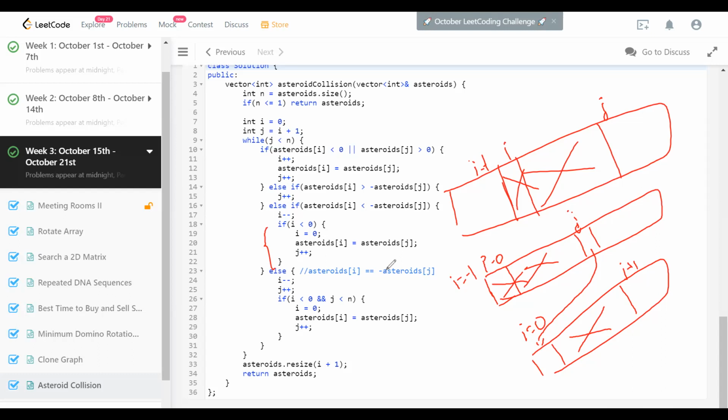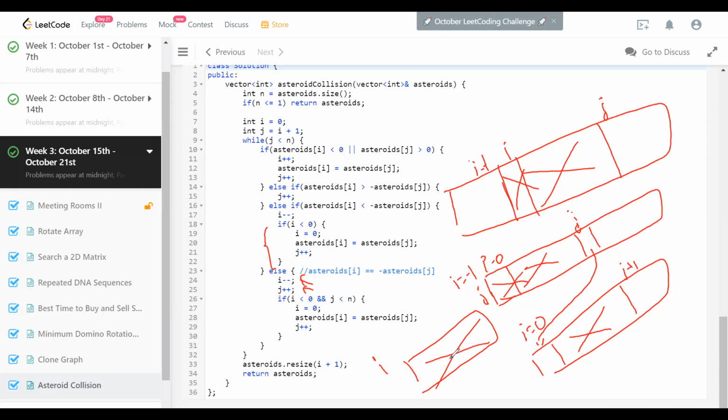One last case, when both of these absolute values are the same, we should explode both of them, right? So essentially I should be decremented and J should be incremented. That's what I'm doing. But again, here the same scenario of what if I is negative, we should handle it. There is again a scenario where I becomes negative and J also becomes N, because J is also incremented, right? What does that mean? Essentially, everything is exploded. I is negative and J is N. That means the whole array does not exist. All the asteroids are exploded. That's a possibility, right? What if the last two asteroids are present and both of them are going to be exploded?